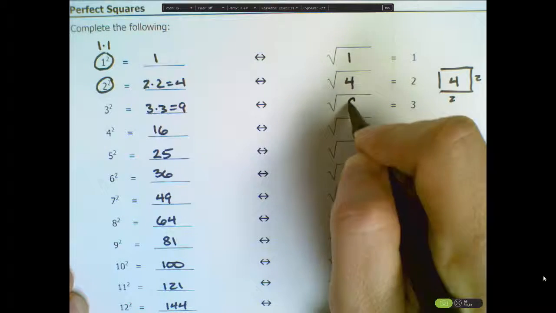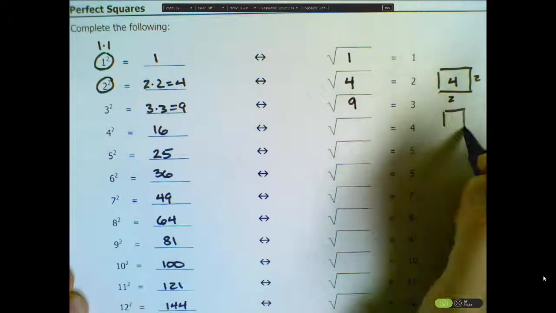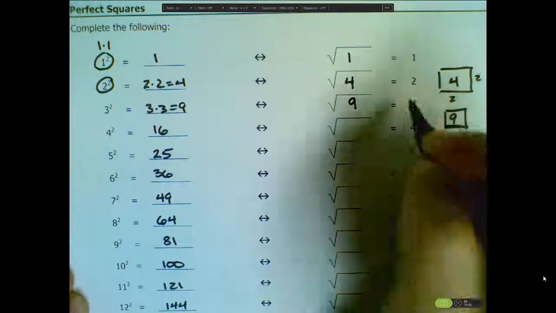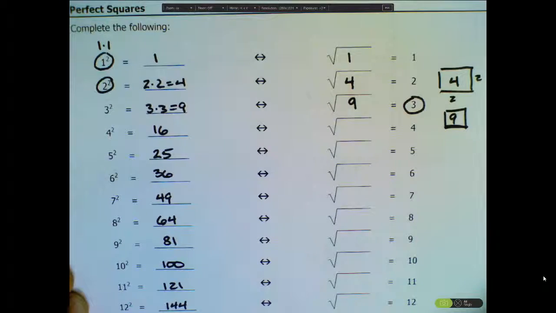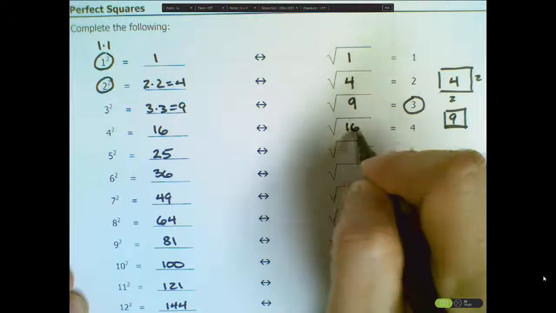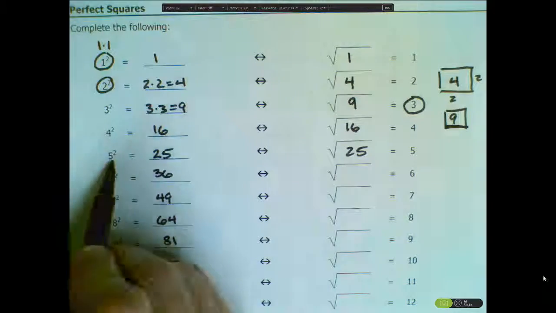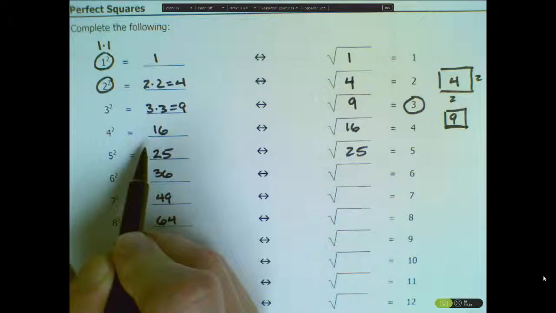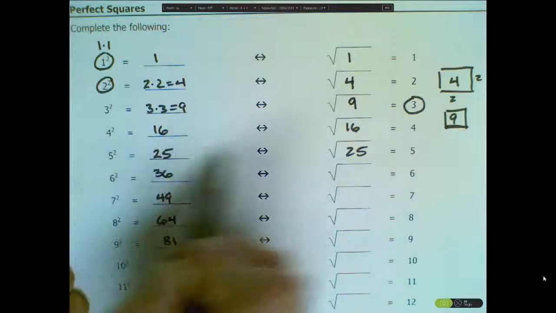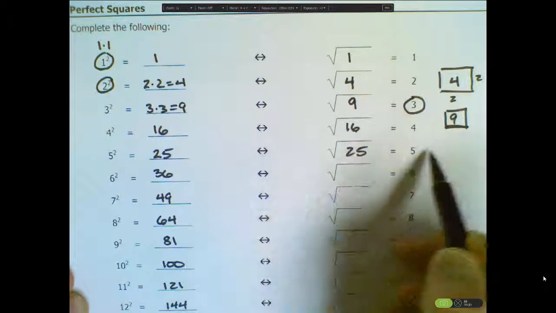So if I have a square with an area of 9, what is the root of that square? Well, the side length is 3. So the square root of 16 is 4, the square root of 25 is 5, and again, these operations are undoing each other. So we have 5 squared is 25, the square root of 25 is 5.